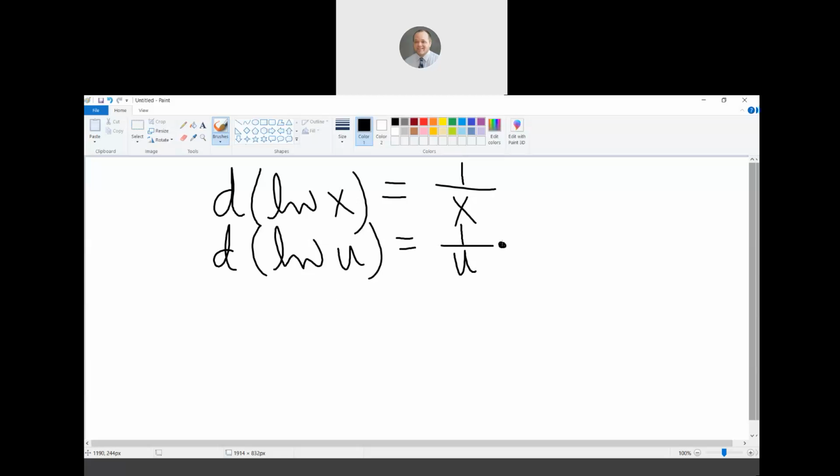And then, like we did with the e to the u part, we take the derivative of whatever our u is. So it still follows the pattern. It's 1 over u, whatever u is in your natural log function, times the derivative of u. Let's look at a few examples using this second property.